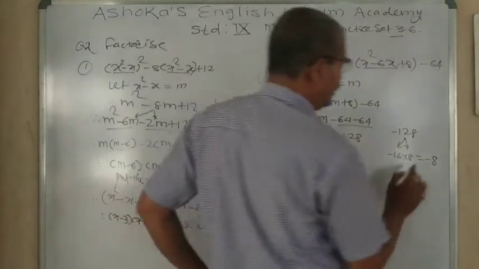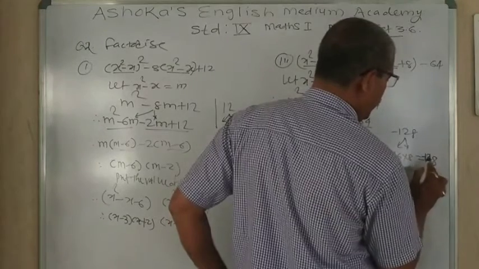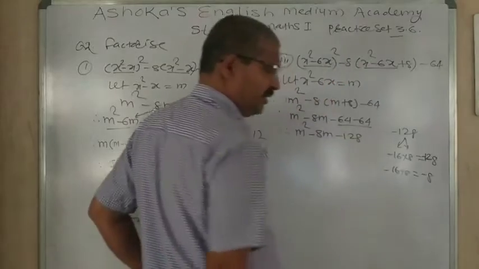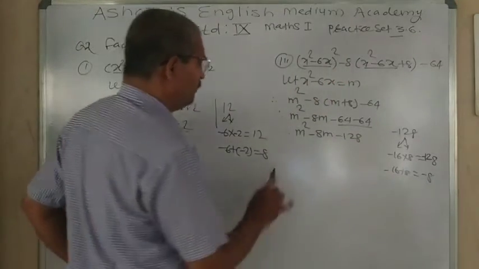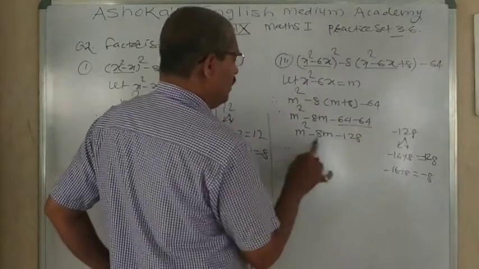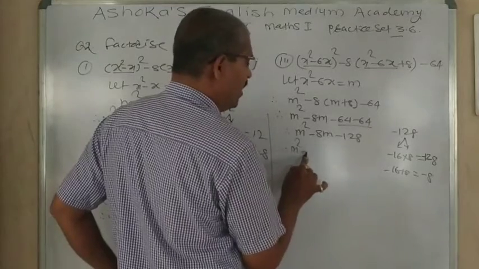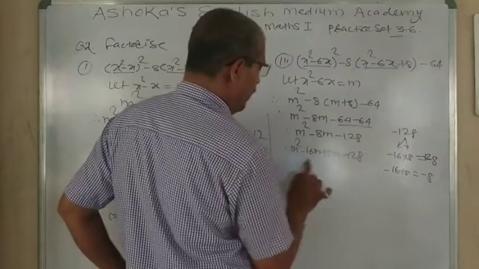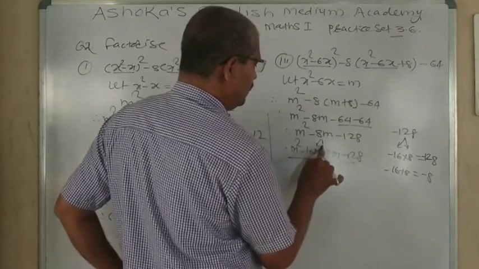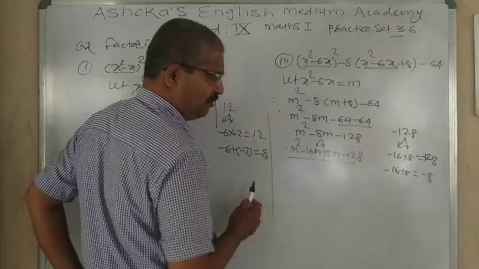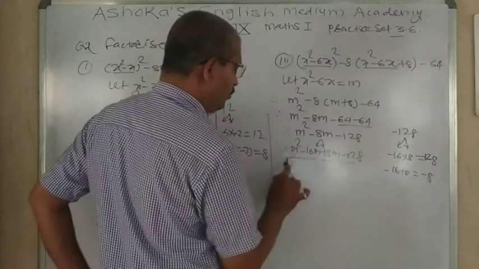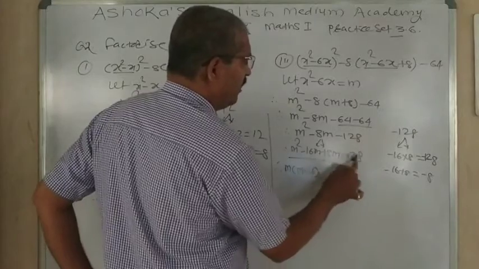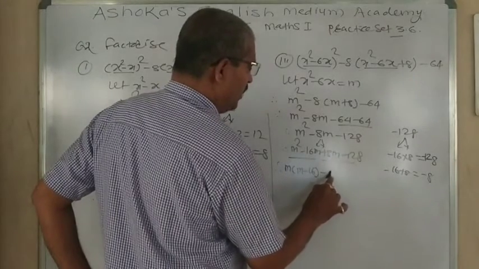Sorry, minus 16 into 8 means minus 128, and minus 16 plus 8 is equal to minus 8. Therefore, what to do now here? Now m square minus 16m plus 8m minus 128. This is the splitting. Minus 16 plus 8 is the splitting. And then from it you should take common m, m minus 16. From 8m minus 128 you should take out common 8.